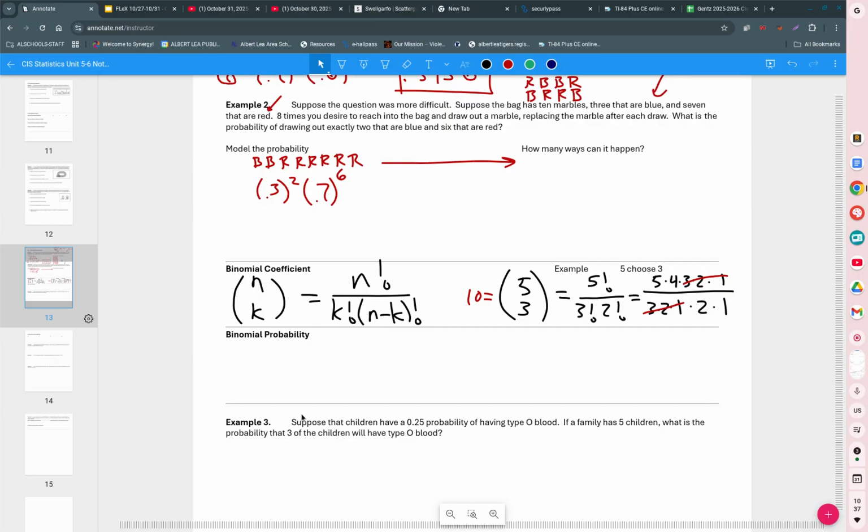Let's go up here to try to figure out how many ways it can happen. How many trials do we have? 8. And how many are we choosing to be blue? 2. So we want to calculate that. So in the top, we'll have 8 times 7 times 6 times 5 times 4 times 3 times 2 times 1.